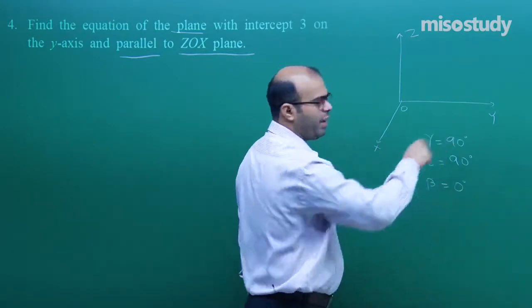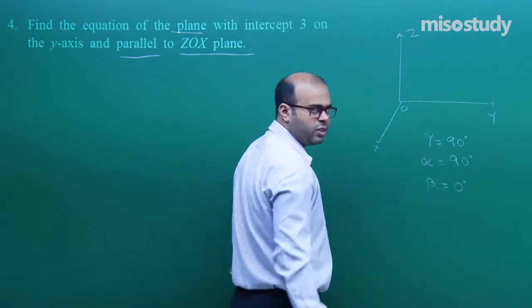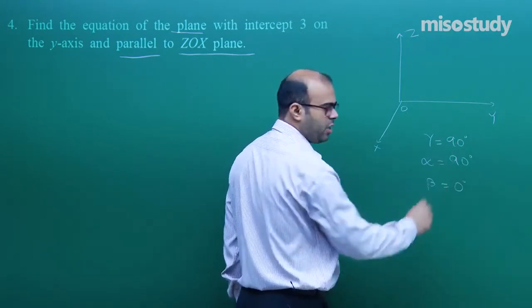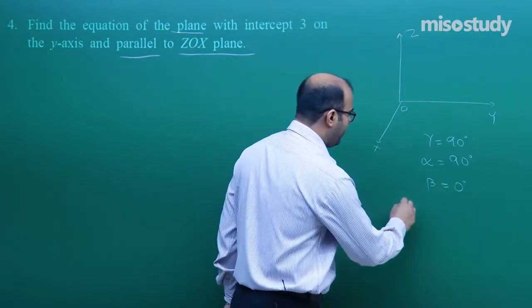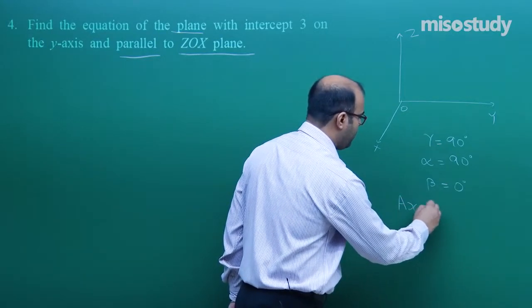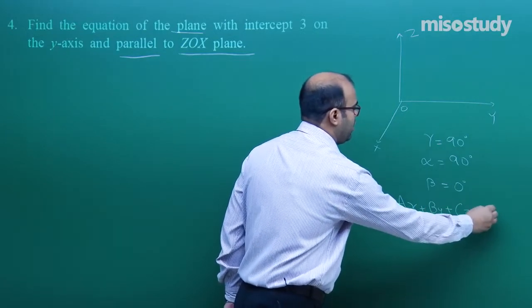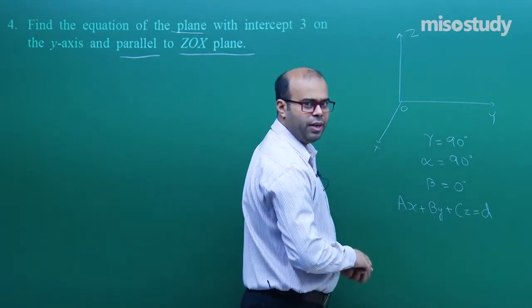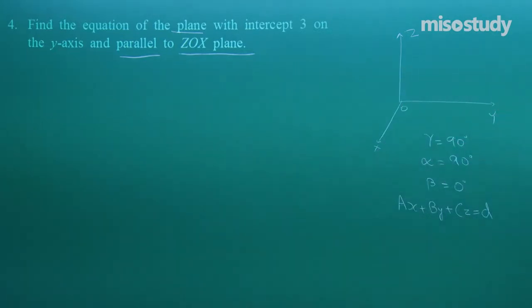So, it is along the y axis. So, what will happen? Cos gamma will be 0, cos alpha will be 0, but cos beta will be 1. So, we will write Ax plus By plus Cz is equal to D as the equation of the plane. First note this down, students, then we will just see.